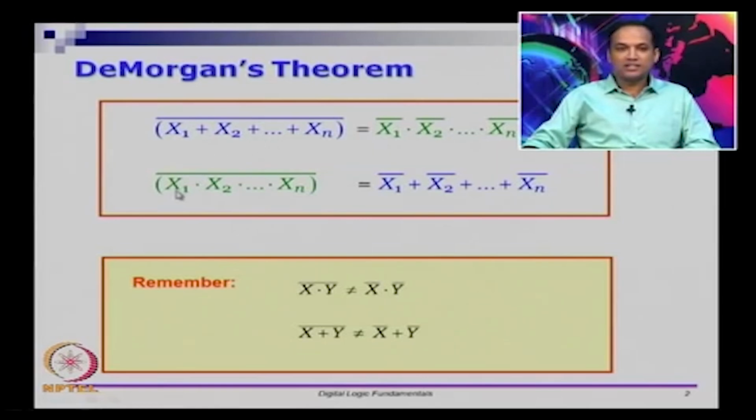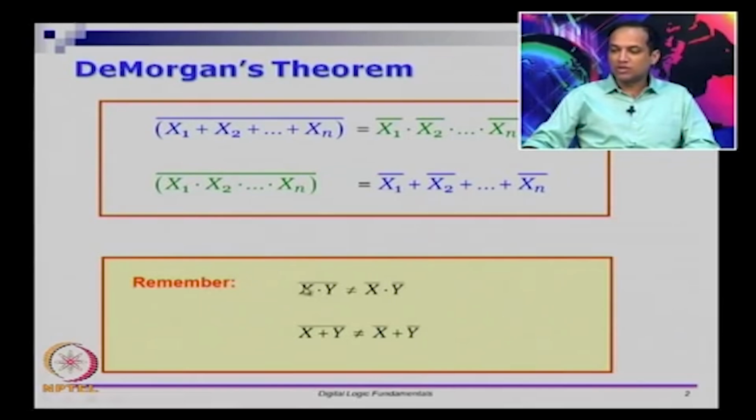Similarly, the dual of that is if you take and of x1, x2 so on up to xn, and if you take the complement, it is the same as the logical OR of x1 bar plus x2 bar plus so on up to xn bar. So, these two you can imagine, for instance, if you substitute plus with union and bar with complement and and with intersection, you have your set theory. In set theory you must have learned De Morgan's theorem.